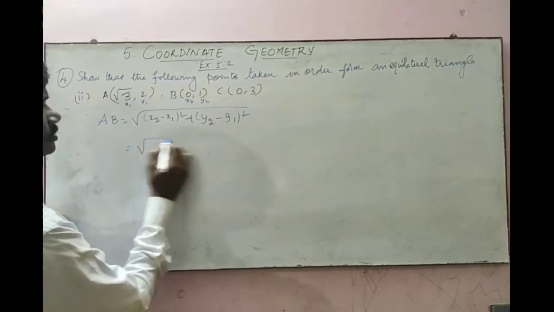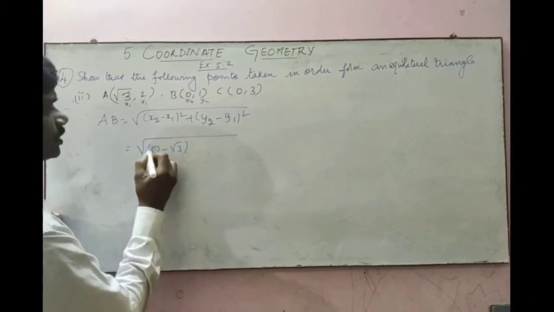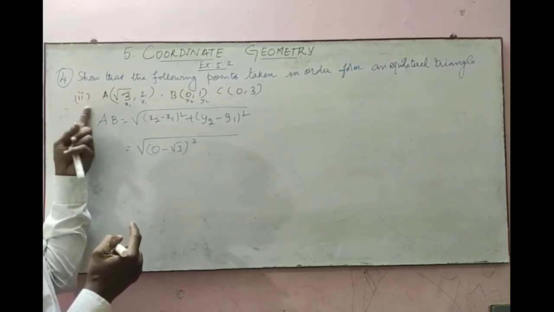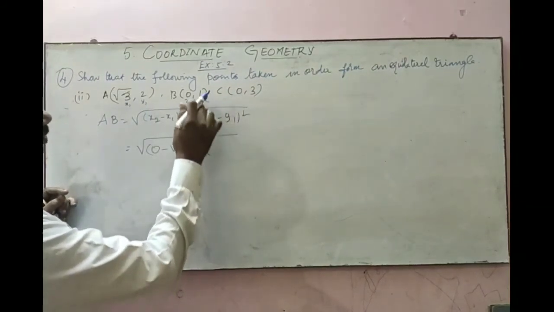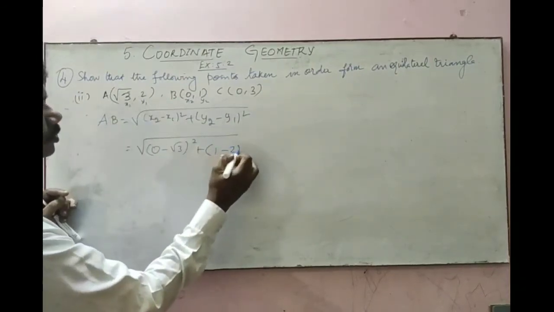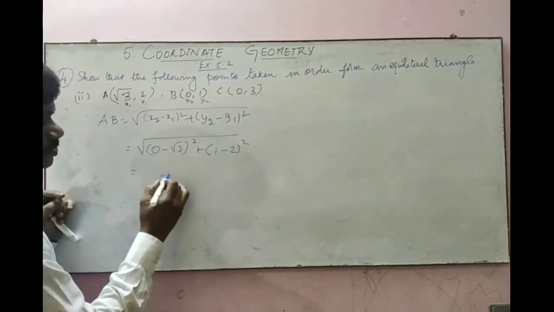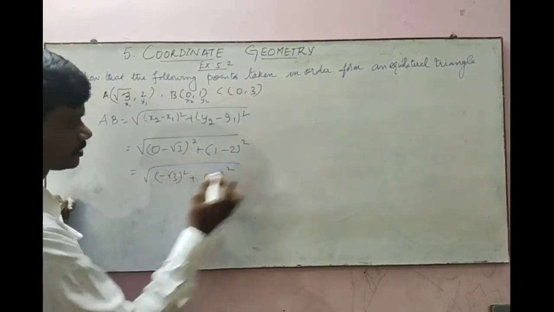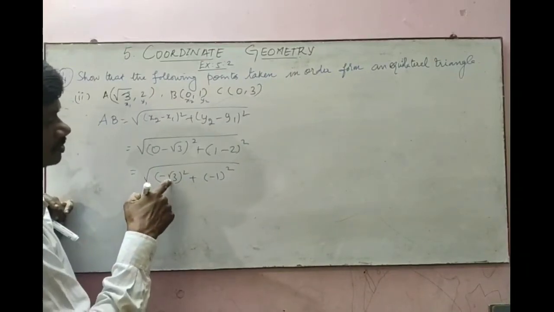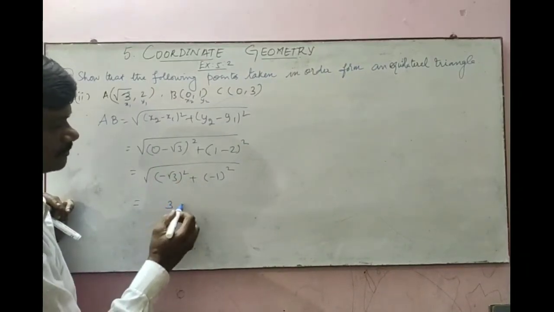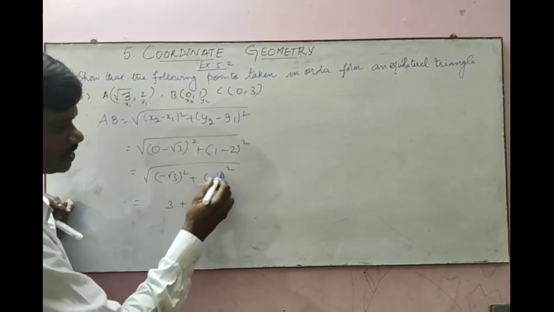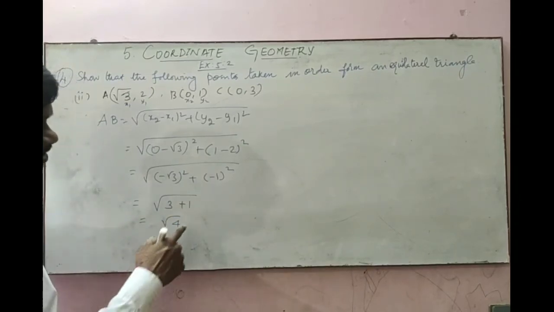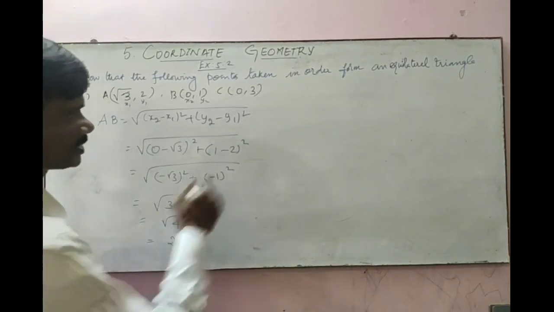Substitute those points. You will get 0 minus root 3 whole square. Here I am going to do the second sum. The first sum is homework to you. Plus y2 is 1 minus 2 whole square. 0 minus root 3 gives minus root 3 whole square. 1 minus 2 gives minus 1 whole square. If you square this, root 3 square gives 3. Minus into minus plus. Here also minus into minus plus. 1 square is 1. So the answer is root 4. If you simplify this, you will get 2. Because 2 square is 4. So since it is a square number, you can write it as 2.